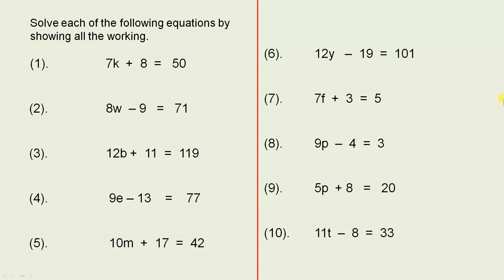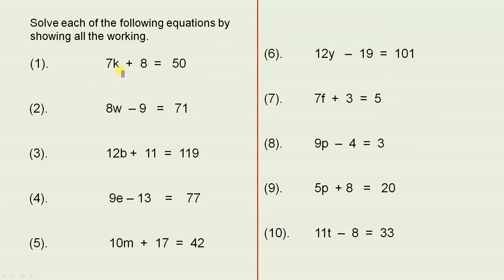So if we look at what's required, we have to solve each of the following equations by showing all working. That's really important. So for this equation here, there could be 4 or 5 lines of working, and you have to show that working to demonstrate that you understand the procedure. Now let's just use this here as an example of what might be required.